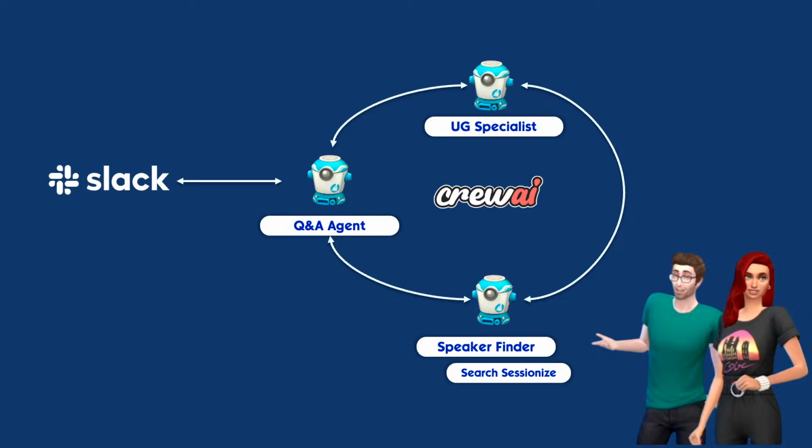A Q&A agent, which is prompted to respond to the questions. A user group specialist, which is using our custom trained model, which we're going to explain in more detail later. And the speaker finder agent, who has a tool connected to it. He's able to get data from our Sessionize. We're using Sessionize to collect submissions for possible speakers for our user group.